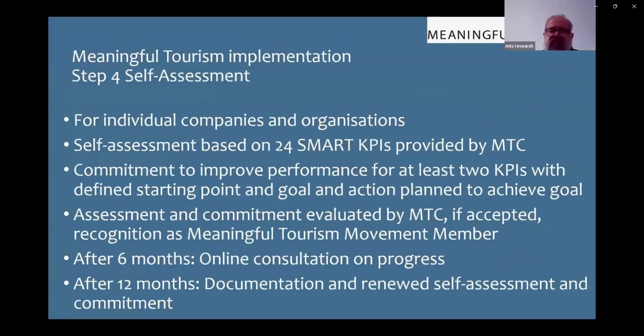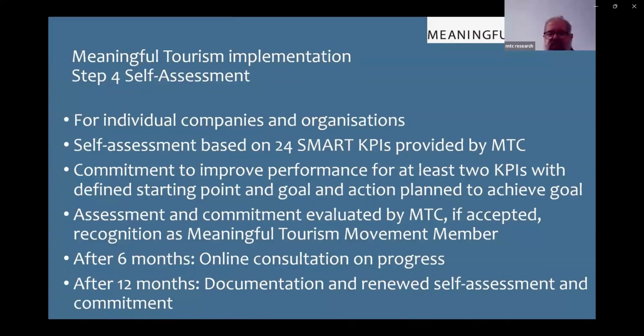What this self-assessment is offered for is individual companies and organizations, smaller ones, and is based on 24 smart KPIs which are provided to you, which you have to check on, and some of them you can customize yourself. And you are asked to commit yourself to improve the performance for at least 2 of the KPIs. You can choose yourself, and you of course have to define the starting point and what goal you want to reach and what actions are planned to achieve this goal.